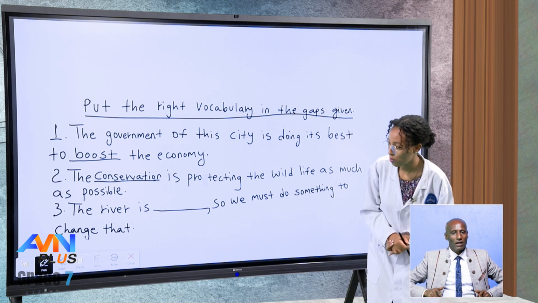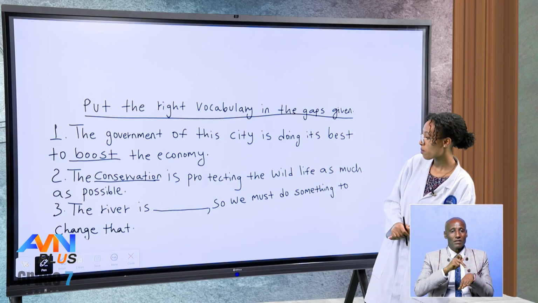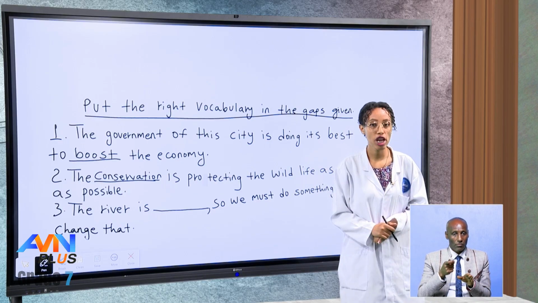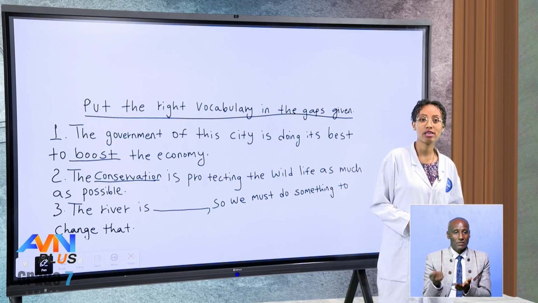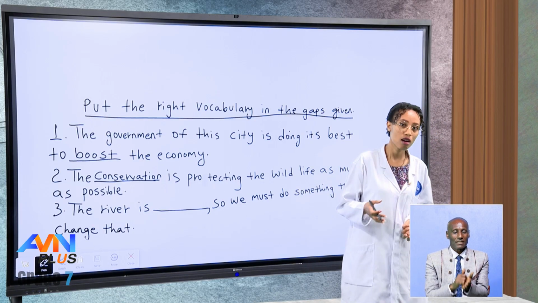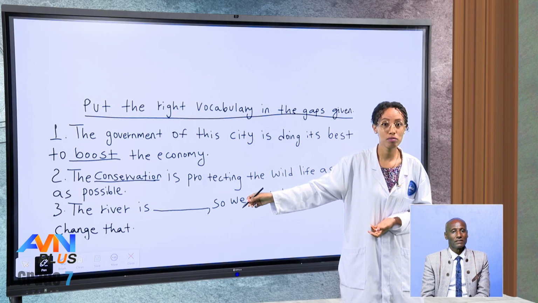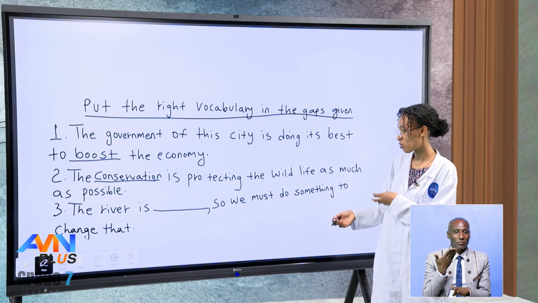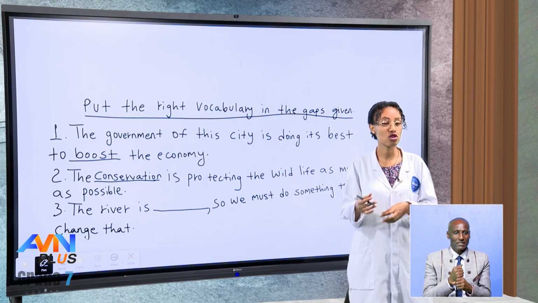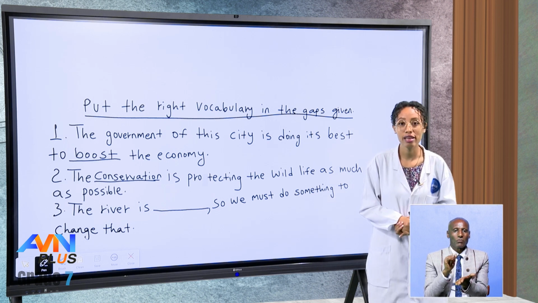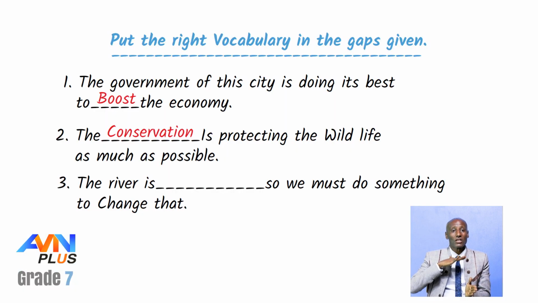And the third one, the river is blank space, so we must do something to change that. So there is an action, consequence, cause and effect, right? So something has happened, because of that we must what? Do something to prevent that, to change that, to stop that. So what do you think it is? The river is contaminated.